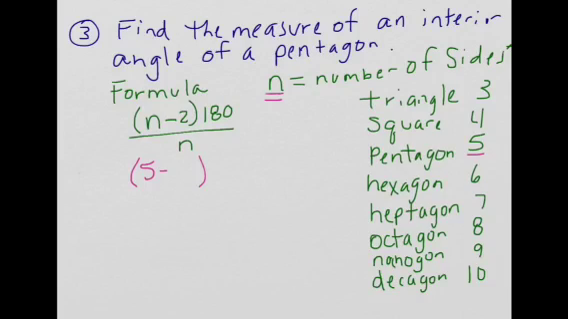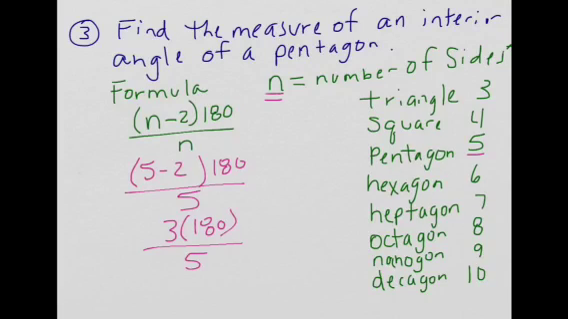5 minus 2 times 180 all over 5. So this is going to be 5 minus 2 is going to be 3 times 180 divided by 5. That's going to give us 540 divided by 5, which is going to give us 108 degree angle.